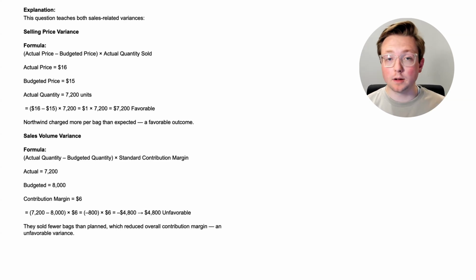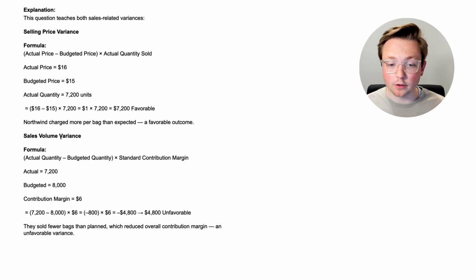And you don't want to get caught up here in the fact that they sold fewer units than they had budgeted because we're only talking about the price here. Again, what we see here for the selling price variance is that they had a favorable variance because for the amount that they sold, each one was $1 more than they were budgeting. So this one is a positive or a favorable variance.